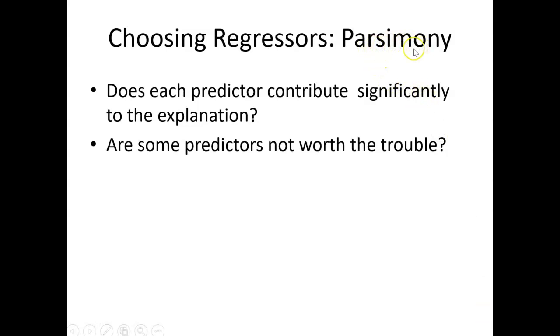Okay, and parsimony is important. This means simplicity. So just like I said before, the everything but the kitchen sink model might not be the best approach. You want to ask yourself, does each predictor contribute significantly to the explanation? So we're going to care about overall model fit, and then the statistical significance of each individual regressor, each individual predictor. And then are some predictors just not worth the trouble? Do some predictors just cause confusion when we're trying to understand some sort of process?